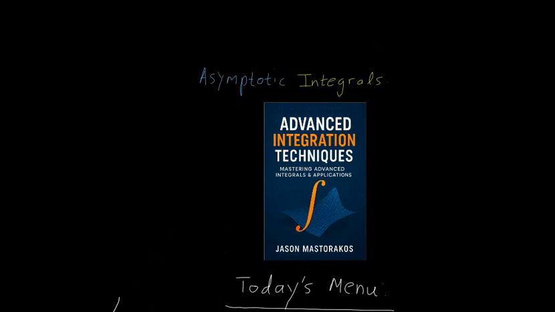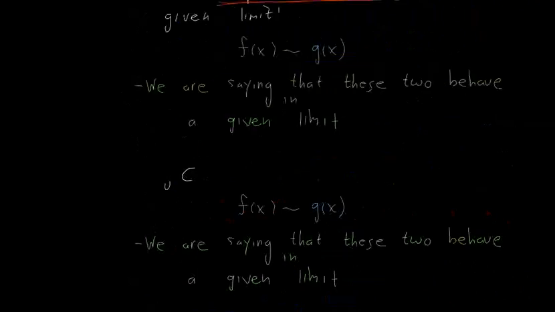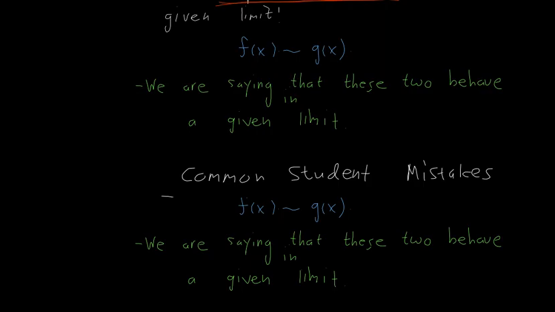All right, let's look at some common student mistakes. Let me write down some common student mistakes. Students often make the same mistakes with asymptotics. It's very common. Number one, trying to approximate everywhere.